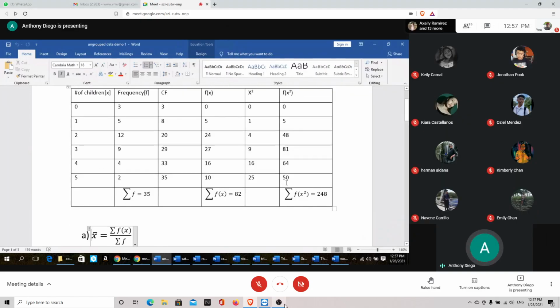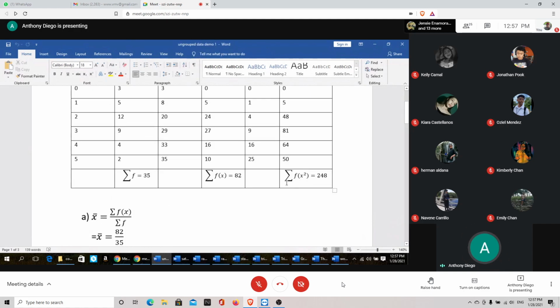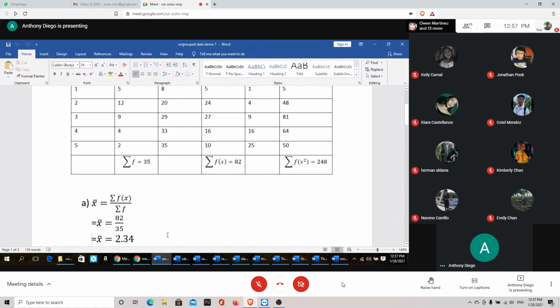So in this case, x bar is equal to the summation of f of x over the summation of f. We already know we are finding the mean here. So the summation of f of x is 82. That is here already, we don't need it. Over the summation of f, which is 35. And then that will give us, to 3 sig fig, 2.34.